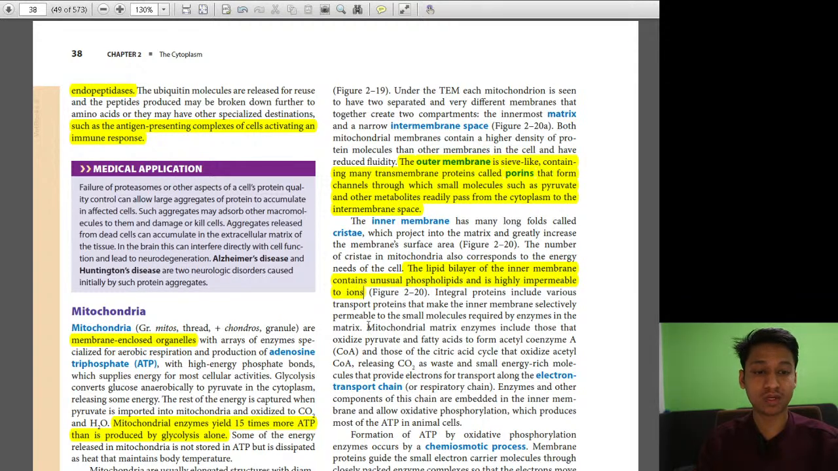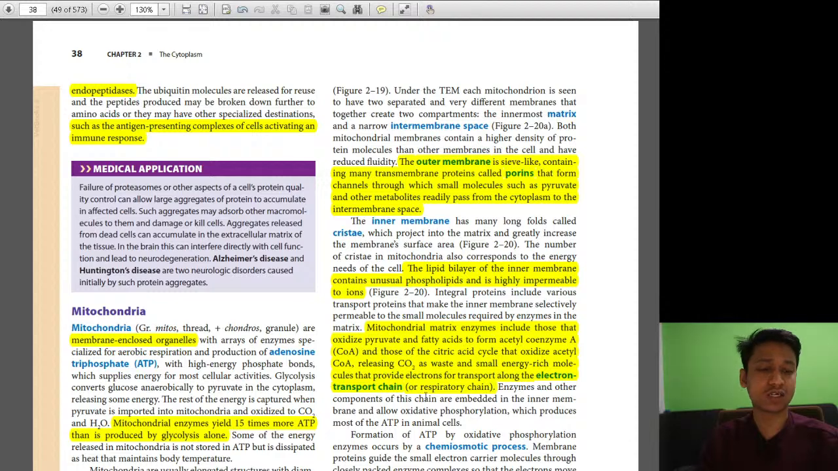Super, super important. What do the mitochondrial matrix enzymes consist of? They are enzymes responsible for converting pyruvate and fatty acids to form acetyl coenzyme A. This is later oxidized, forming CO2 as waste, and CO2 is going to be the waste product here, and a small energy-rich molecule that provides electrons for the electron transport chain is produced.